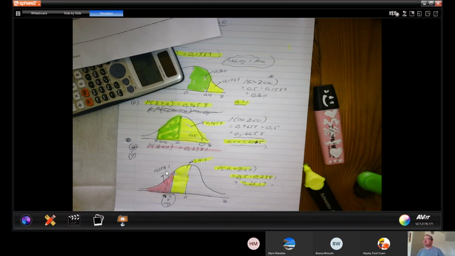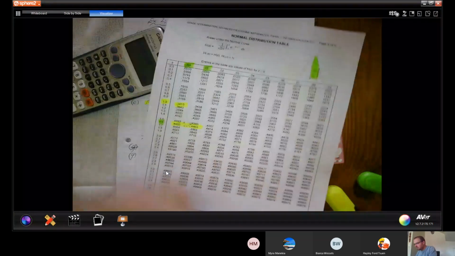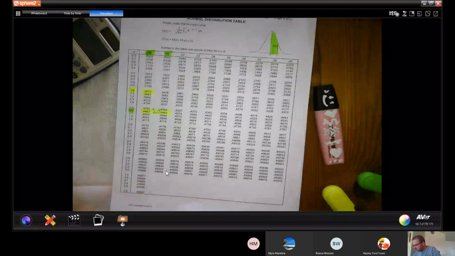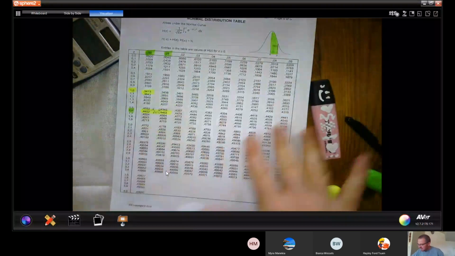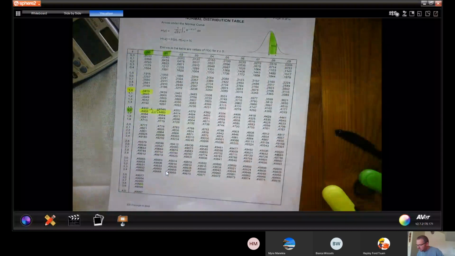Let's go. Everyone try on their table first. Go try find this 0,2619. Remember, we're not given a Z score. We've got the area. So we're going to look up, try find 0,2619. Remember, it goes in some kind of order.